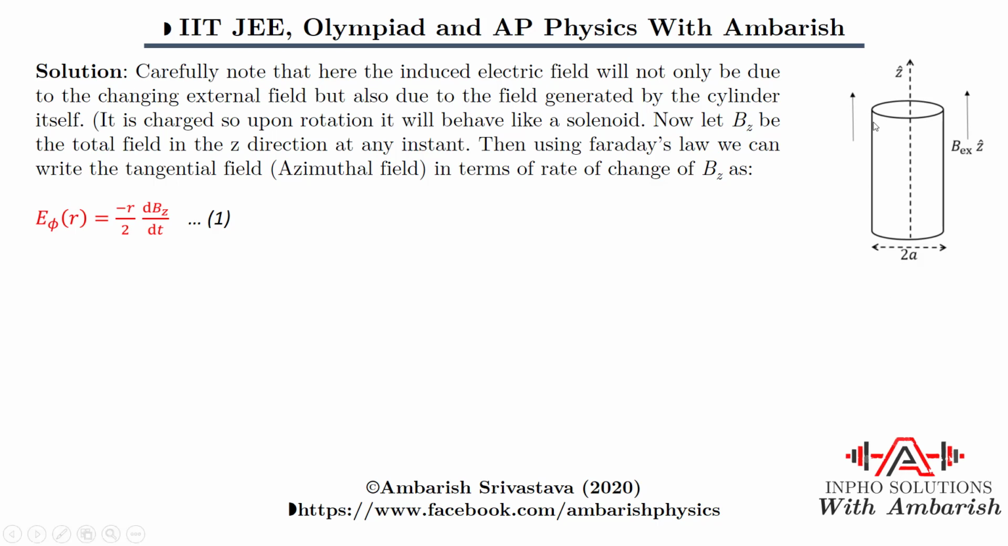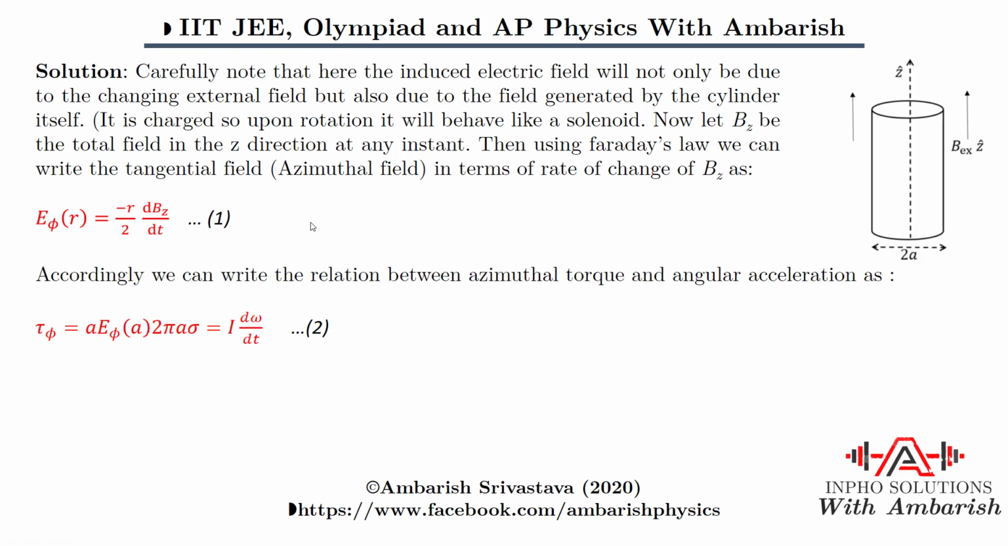Now if Bz is the total field, the total flux is given by Bz into pi r square, right? Or at radius a you can say pi a square, or for a general radius r, that is Bz into pi r square. And that should be equal to E into 2 pi r. Now if you just equate the EMF with d phi by dt, the way I said, you get the tangential electric field, or we can also call it azimuthal electric field, in terms of rate of change of B: E phi as a function of r is minus r by 2 d Bz by dt. So this is the standard theory that we learned while studying electromagnetic induction. So this should be simple to identify.